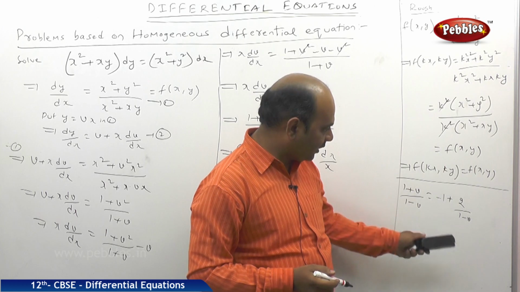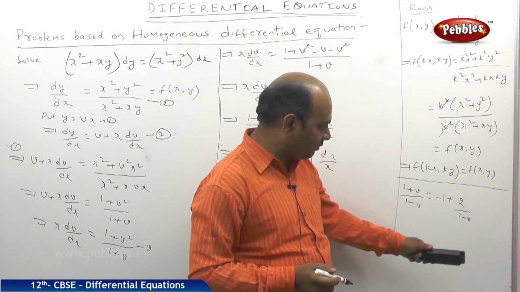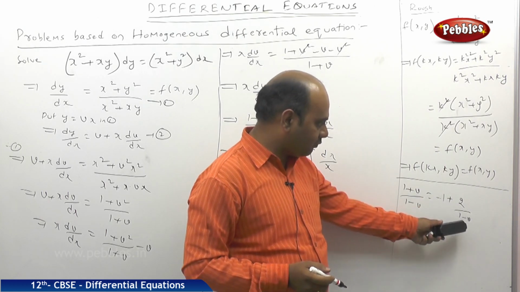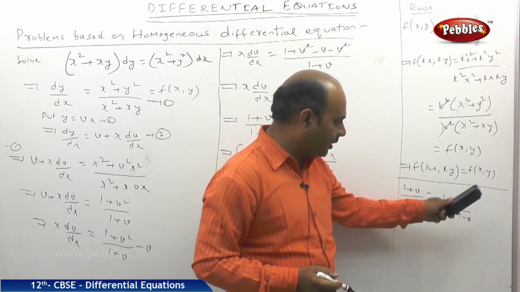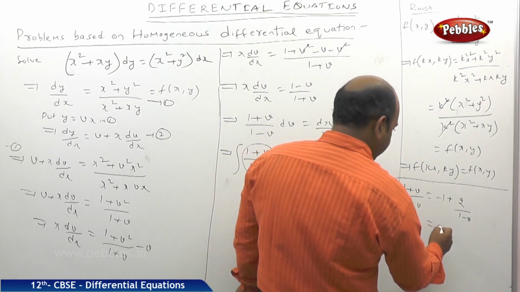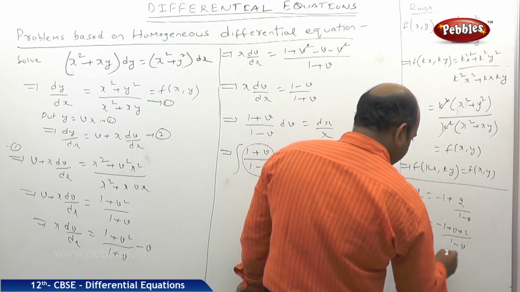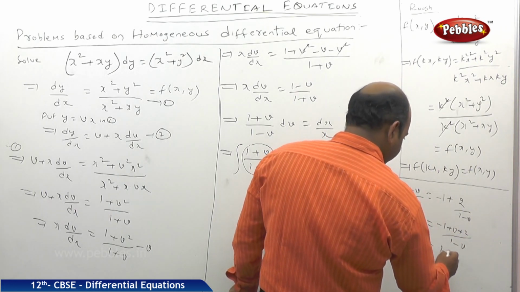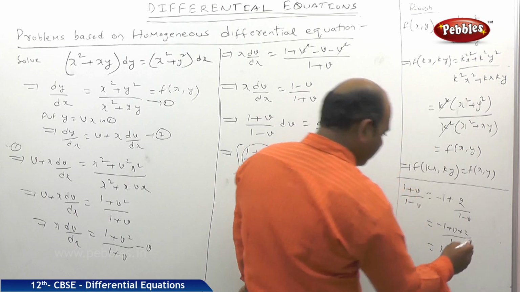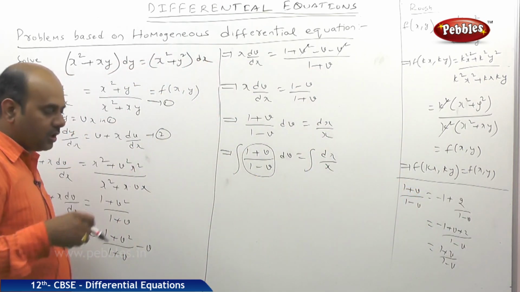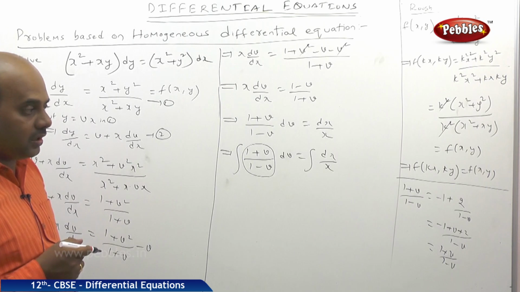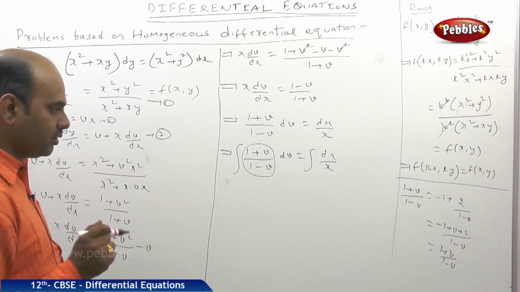Minus 1 into 1 is minus 1, minus 1 into minus v will be plus v. So minus 1 plus v plus 2. I think it is getting satisfied. Minus 1 plus v plus 2 by 1 minus v. So this happens as 1 plus v by 1 minus v. Yeah, so we got this kind of technique I said in indefinite integration also.